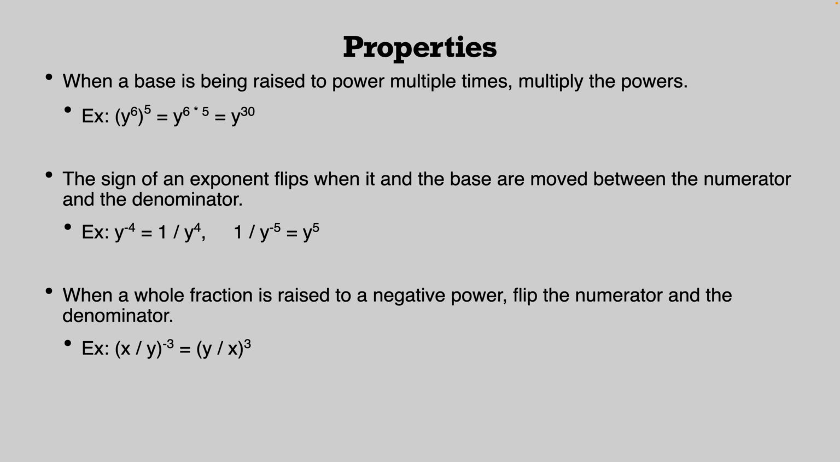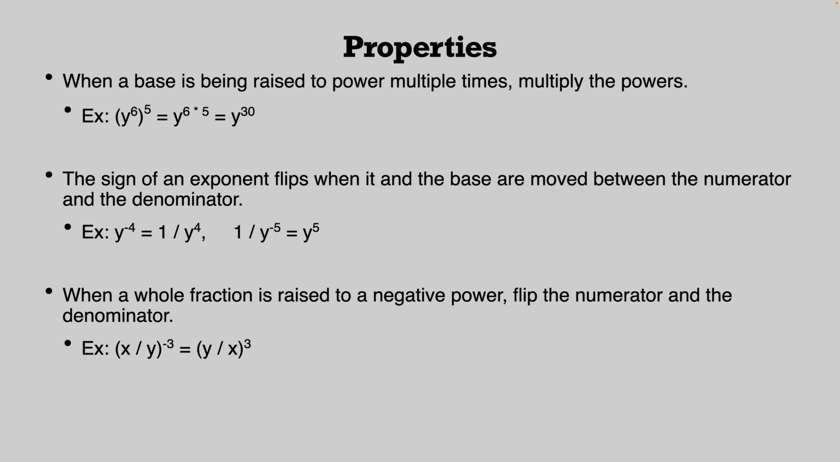And then this last property is that when a whole fraction is raised to a negative power, you're going to flip the numerator and the denominator. So for example, you see x divided by y, with parentheses around it, to the negative third, so that's the whole fraction being raised to that power. And that's equivalent to y over x to the third power, so the denominator and the numerator switched, and the power became positive.